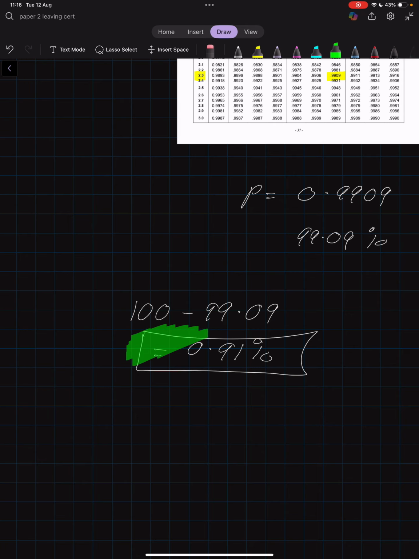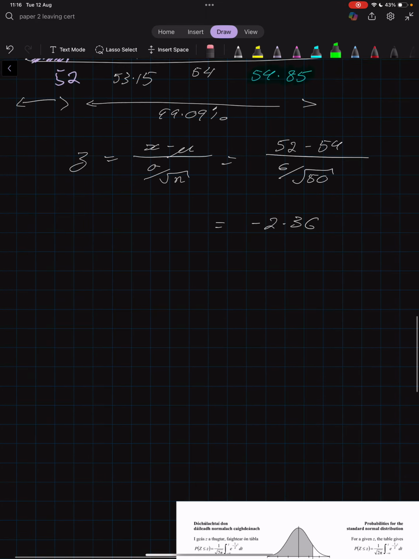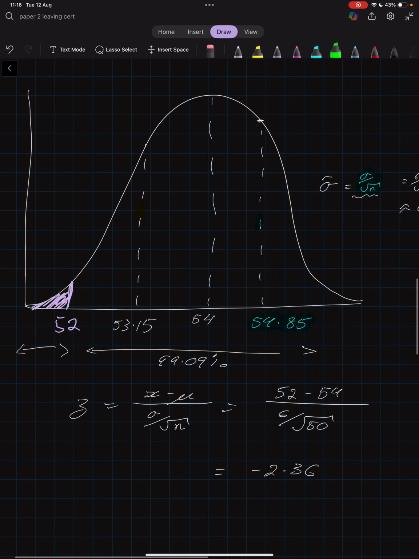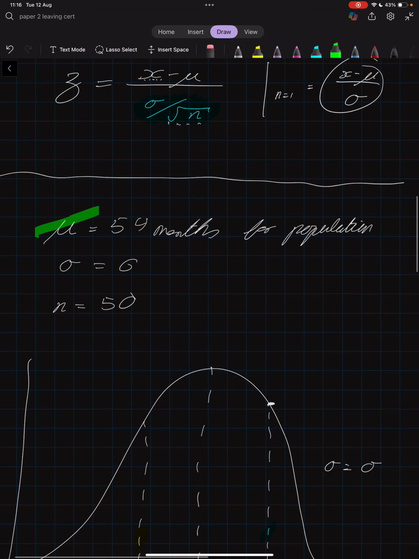You're saying that it's unlikely that the true mean is 54. Sorry, what you're testing with this is whether the mean is actually equal to 54, because they say it is. Of course they're going to say it is. If it was 53 months or 53.5 months, of course they're going to say it's 54 months, because obviously they want it to sound like their product is very good.